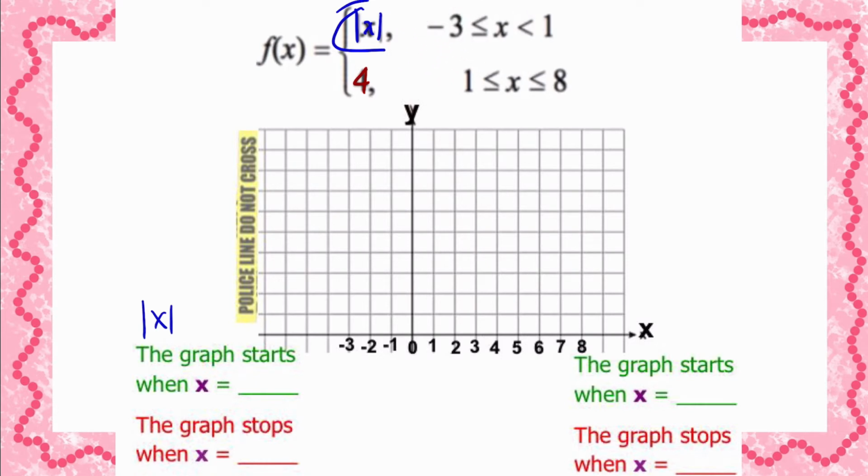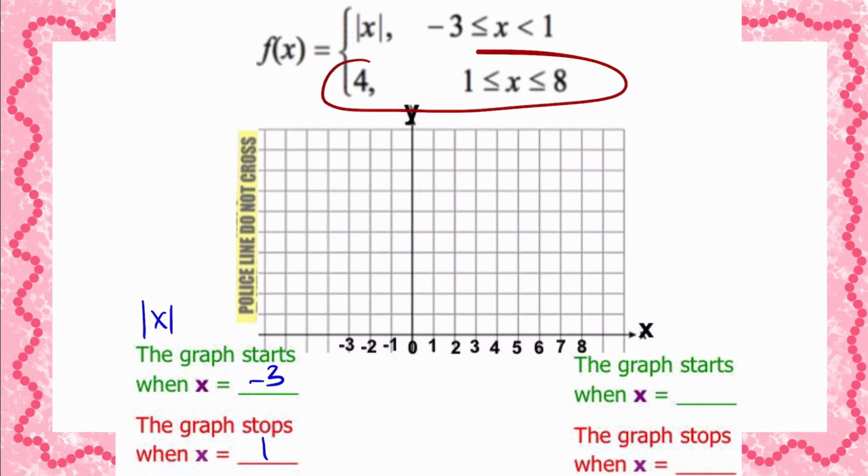Okay, you want to start, let me just make that clearer, when x is -3, and you want to stop when x is 1. And for the bottom graph, 4, when do you want to start and stop? I want to start when x is 1, stop when x is 8. So I'm going to graph both of these on this graph, and we have to be careful because we do have an open circle.